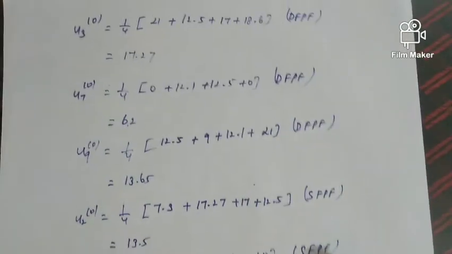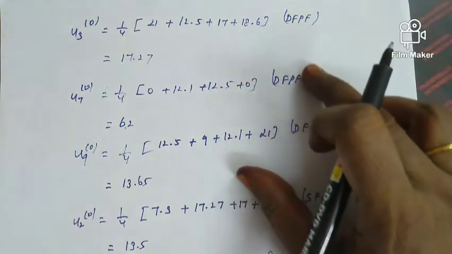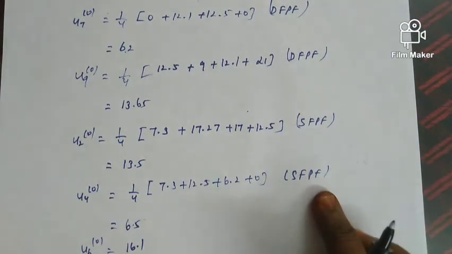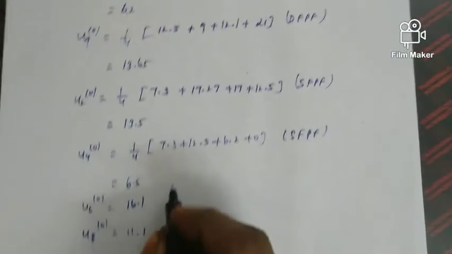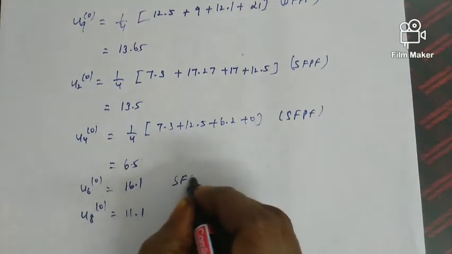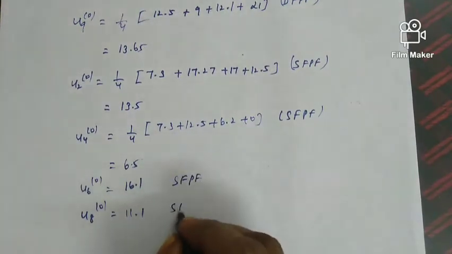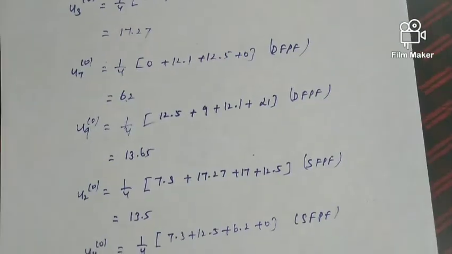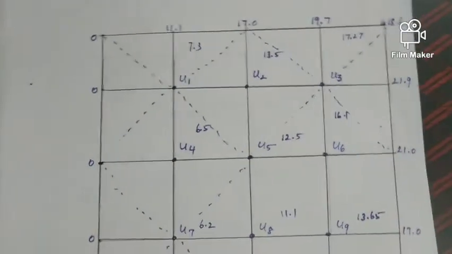So what formulas have we applied? For all the odd numbers we have applied the diagonal 5-point formula. For all the even numbers we have applied the standard 5-point formula, including u6 and u8. So this is our initial iteration. Just now we have completed only the initial iteration. So what is the next step?